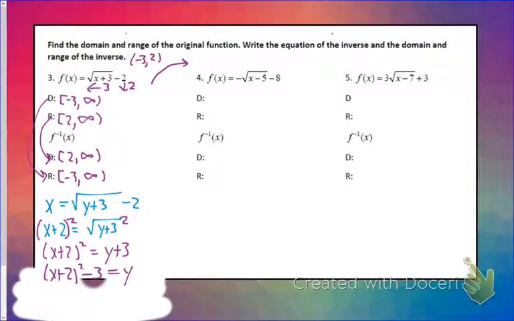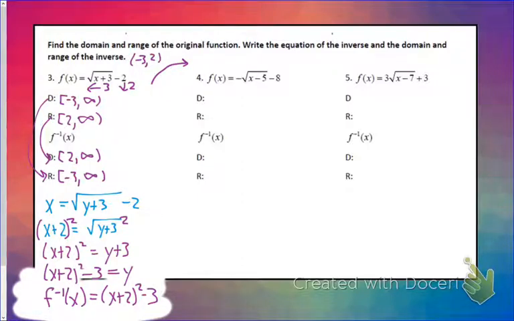And then I'm just going to rewrite this actually with the inverse notation. So this is f inverse of x, and it's x plus 2 squared minus 3. All right, so let's look at the next one.